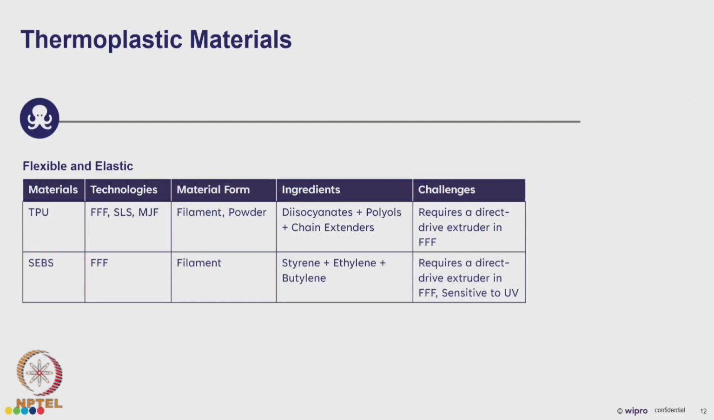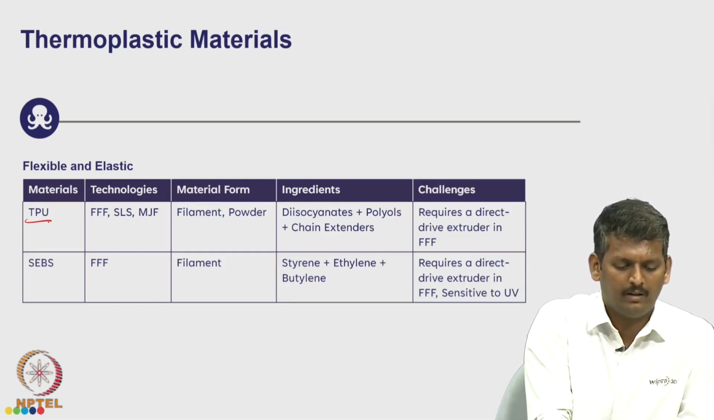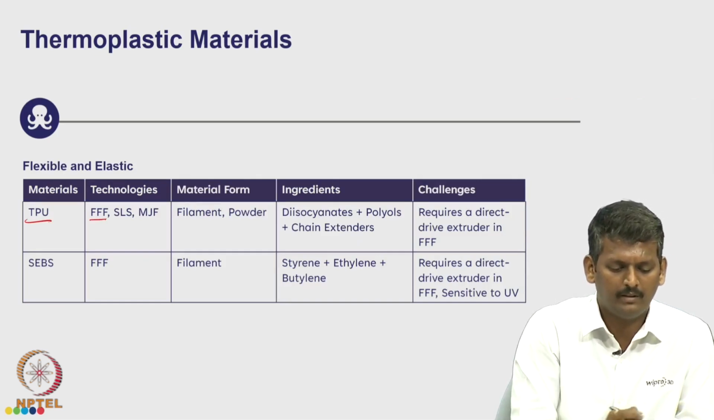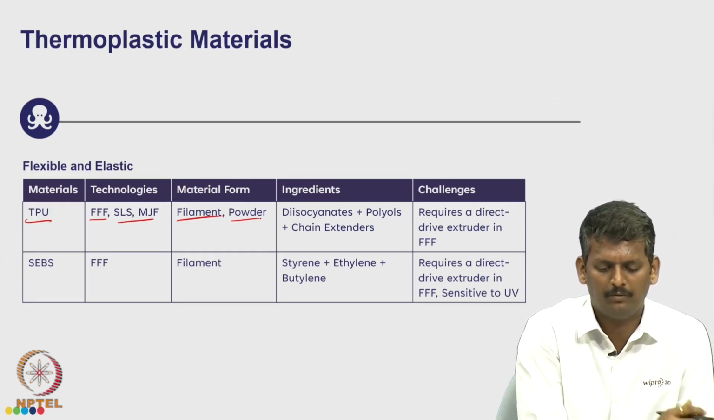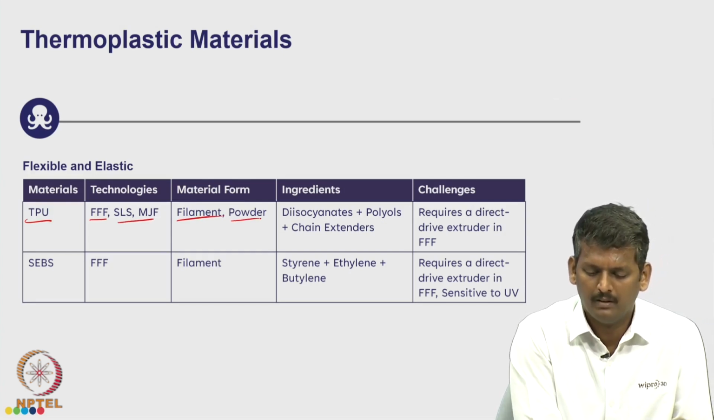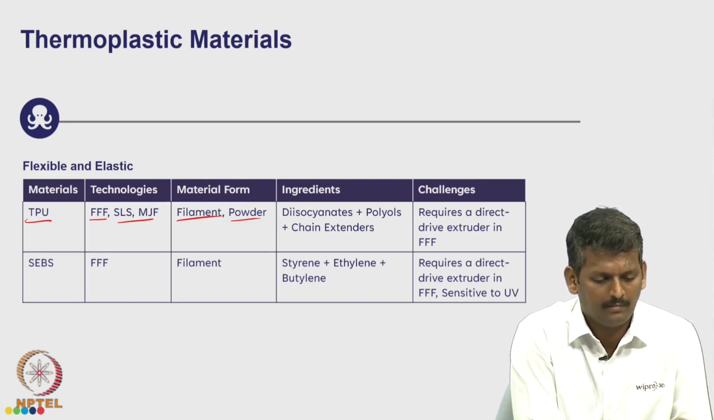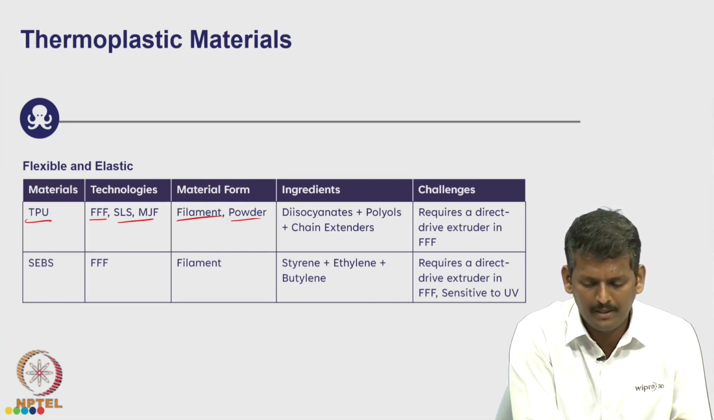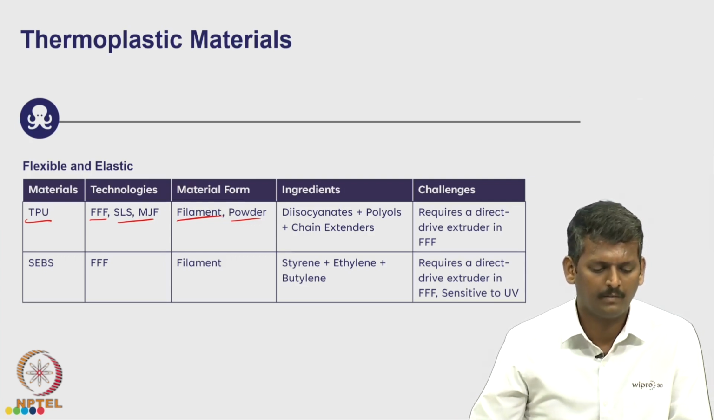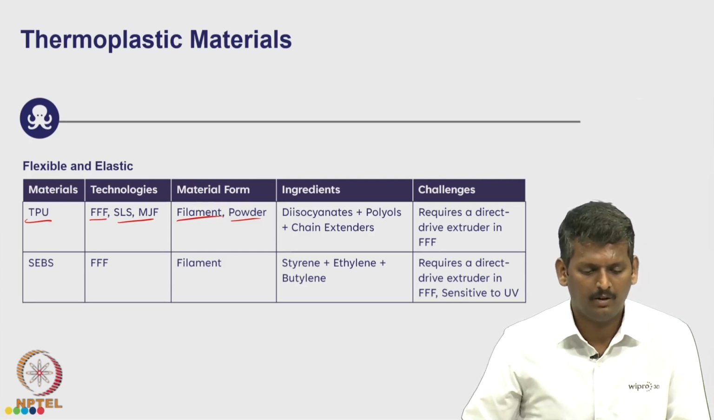Then we will get into flexible and elastic materials. Here we have TPU material, which can be printed with FFF technology as a filament, and with SLS and MJF in the form of powder. As I already told, it is a thermoplastic elastomer kind of material, which uses both thermoplastic material along with elastomer material.